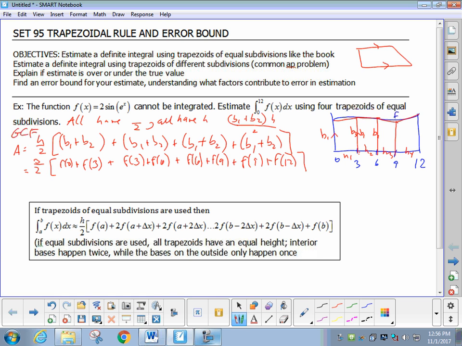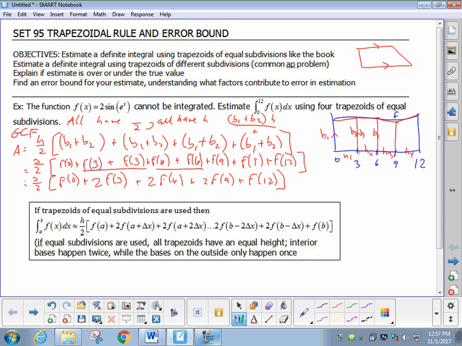Now you can combine like terms. You can see that there are 2 f of 3s. And so I could say 2 f at 3, 2 f at 6, 2 f at 9, and f at 12. Why are there 2 of all those? They share a base, that's base 1 for one trapezoid and base 2 for the other. Why are there only 1 on the outside? Yeah, because they're the endpoints, they're only part of one trapezoid.